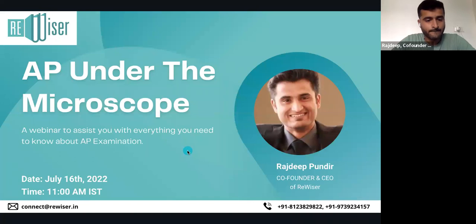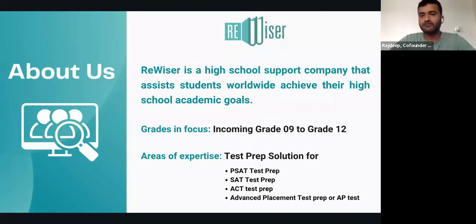With the presentation today, as I said, let me quickly give a brief about Reviser. We are a high school support company which assists students worldwide to achieve their high school academic goals. The grades we focus on are predominantly grade 9 to grade 12. These are the 4 important years in your college prep journey. In terms of area of expertise, we largely have 2 verticals within the company. The first one is test prep. Under test prep, we help students with SATs, ACTs, and AP exams.